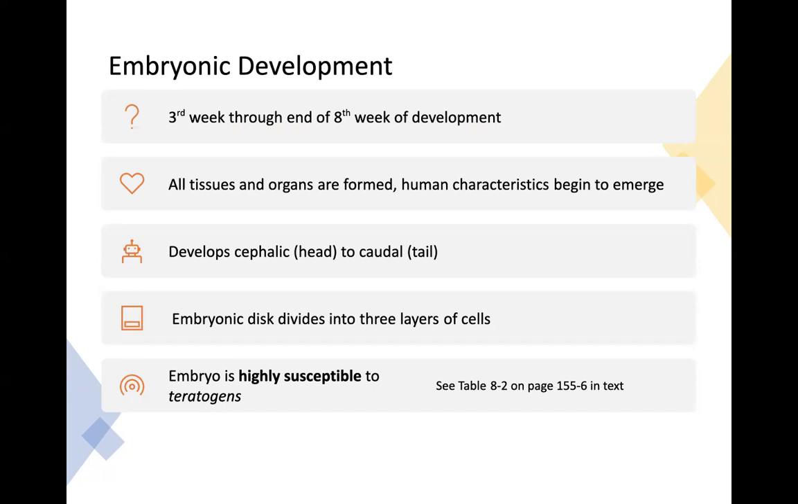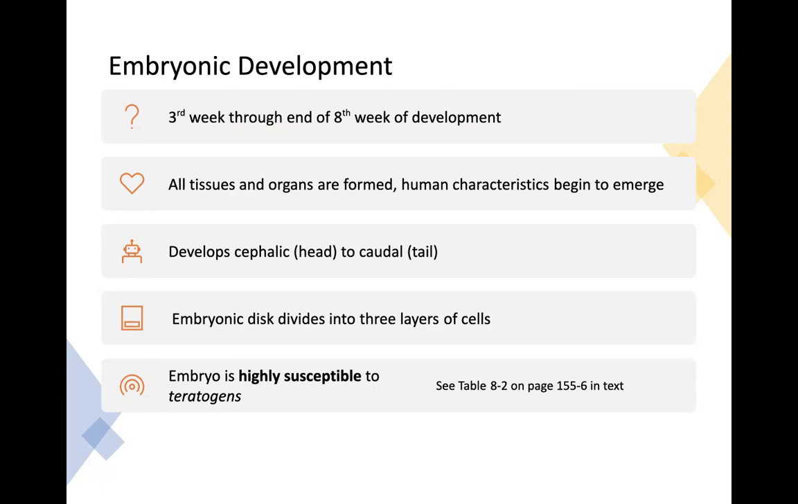So it develops cephalic, the head, to caudal, the tail, and then the embryonic disc divides into 3 layers of cells. The embryo is highly susceptible to teratogens, which is any agent that causes the production of physical defects in the developing embryo. These may alter the process during the embryonic period.